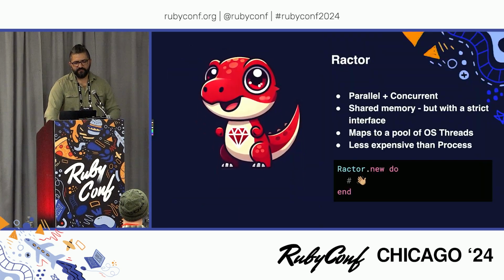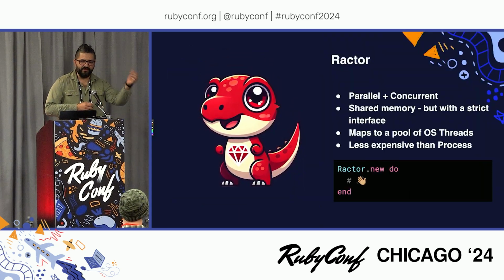All right, we're finally getting to Reactors and giving them their time to shine. Reactors are both parallel and concurrent. They share memory, but with a more strict interface, which we're not entirely going to get to today. They map to a pool of OS threads, so they're not directly one-to-one, but they do get to utilize threads behind the scenes, and they're less expensive than processes.